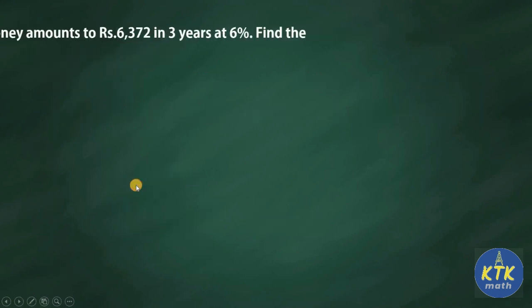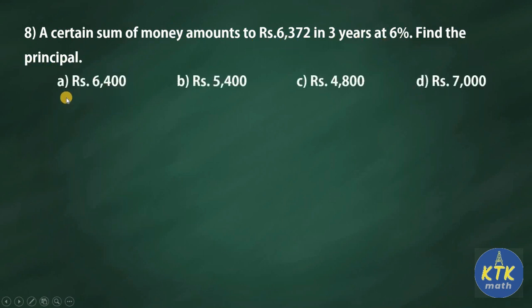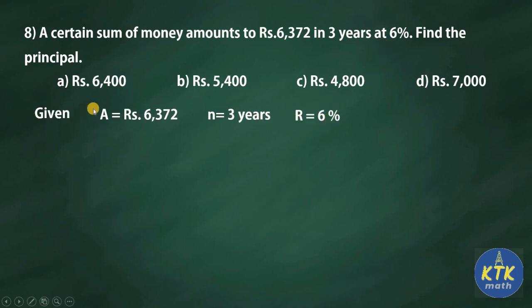Now it's question number 8. A certain sum of money amounts to 6,372 in 3 years at 6%. Find the principal. So this time they give directly the amount, number of years and rate of percentage. With the help of these 3 values, we need to find the principal. The options are given, these 4 options. Let us check. First, let us write whatever details they gave in the question. So amount value 6,372, then number of years 3 years, rate of interest 6%. Then we need to find the principal value.